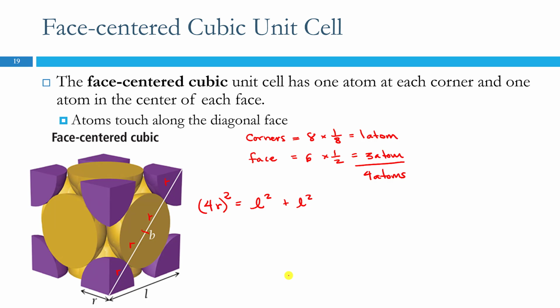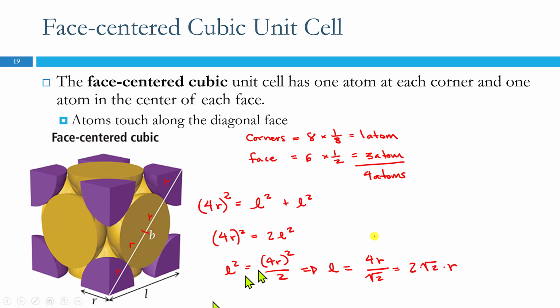So what we can do then is say 4r squared is equal to 2L squared. Oh, sorry, parentheses like this. And then I'm going to divide through and solve it for L. And so L squared is equal to 4r squared over 2. And then I'll take the square root of both sides, which gives me L is equal to 4r divided by the square root of 2, which, if you remember from your math classes, is 2 times the square root of 2 times r.